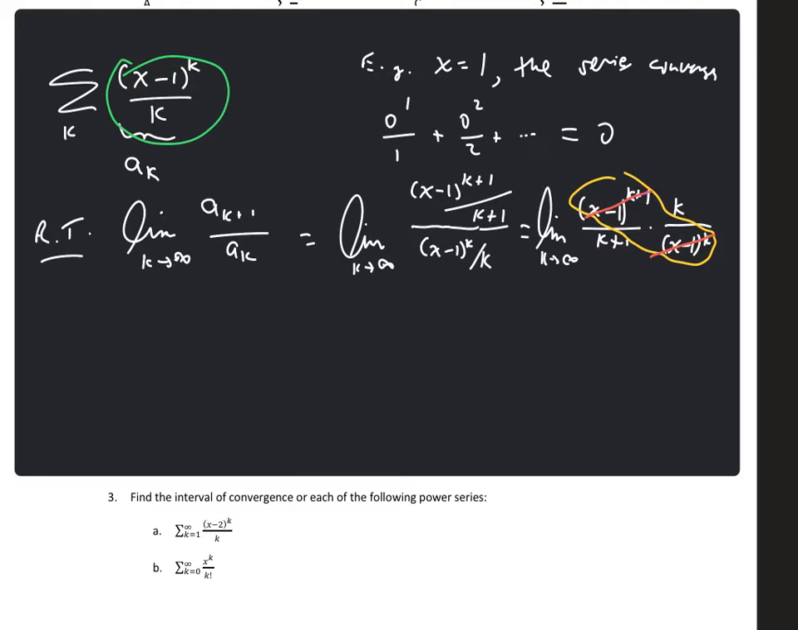We have to just think about how many copies of x minus 1 are left after I've canceled out the ones from the denominator. And in this case, there'll be one left. There was one copy of x minus 1 in the numerator more than there was in the denominator. And so that's the only algebra that's actually going to happen here.